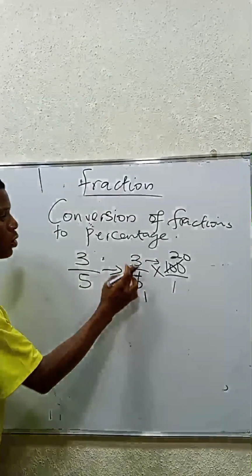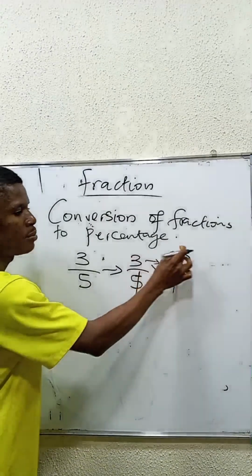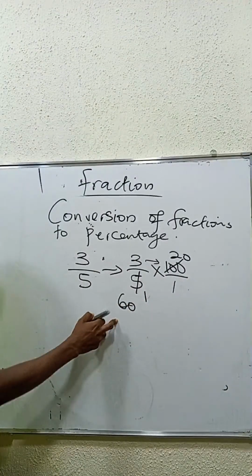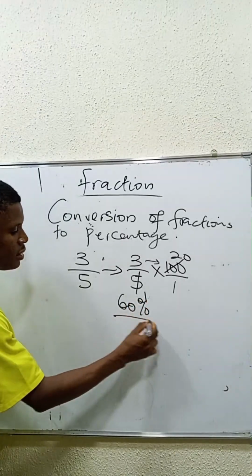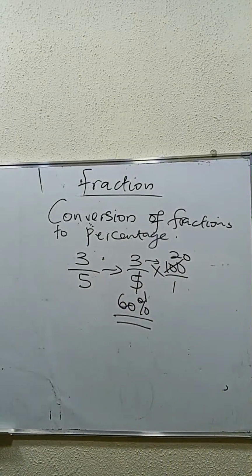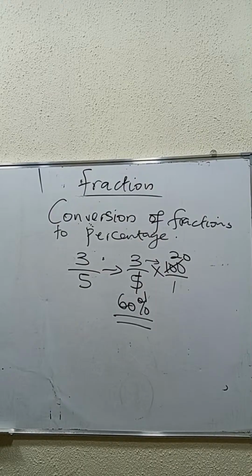So you just have to multiply 3 by 20. 3 times 20 is what? 60. If you write 60, you got it wrong, but you have to include the percent. This is actually 60%. So this is how to convert fractions to percentages.